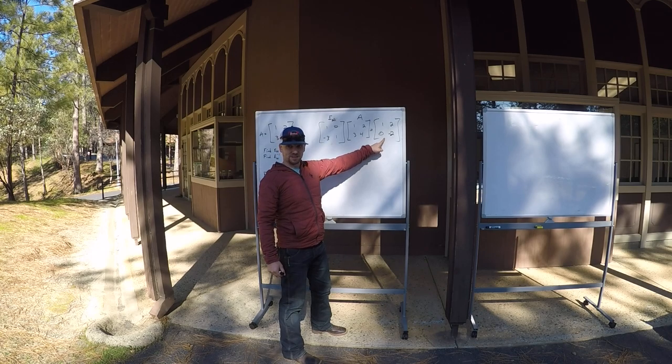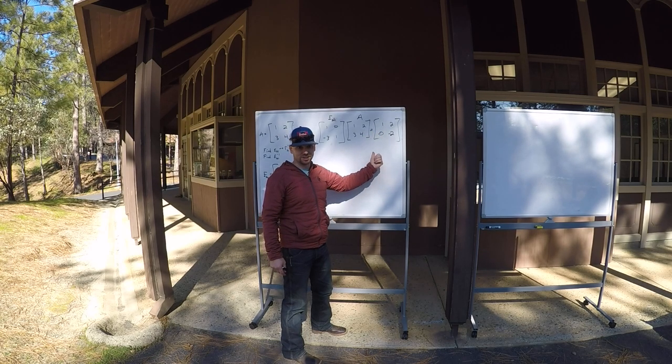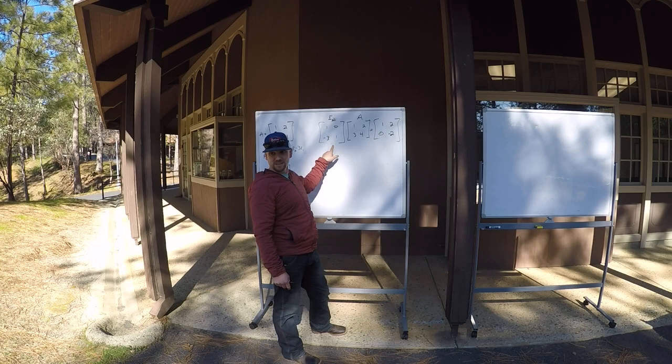Anybody got a guess for me on the term for these guys? Is it upper triangular? Good. It's upper triangular because, very creatively, the upper triangle is filled with numbers and the lower triangle is zeros. On this one, this one is lower triangular.